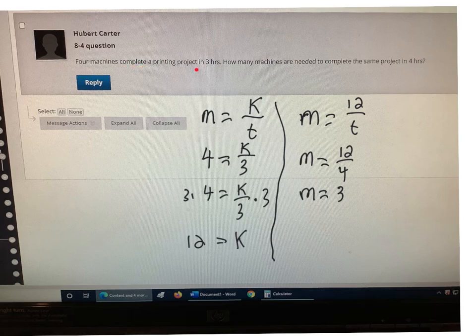4 machines complete a project in 3 hours. How many machines are needed to complete the same project in 4 hours?